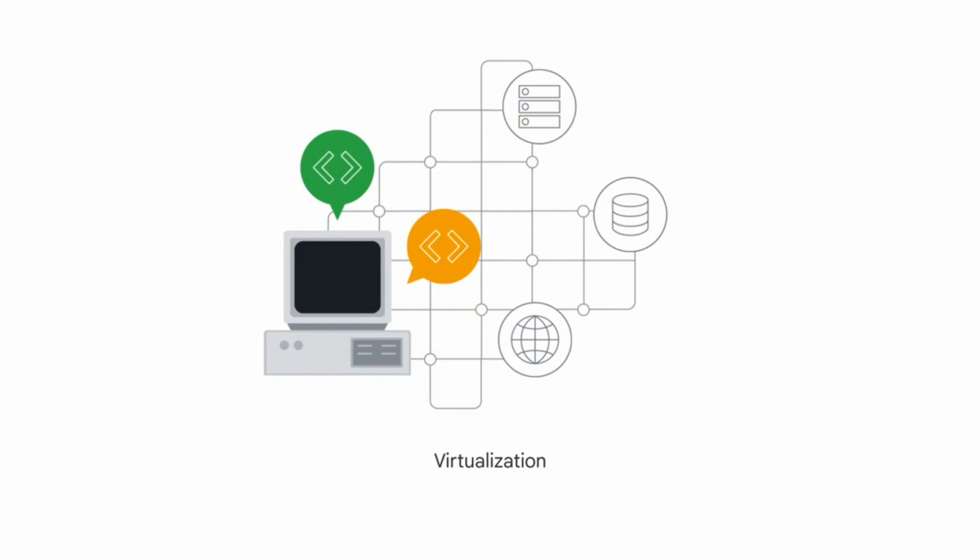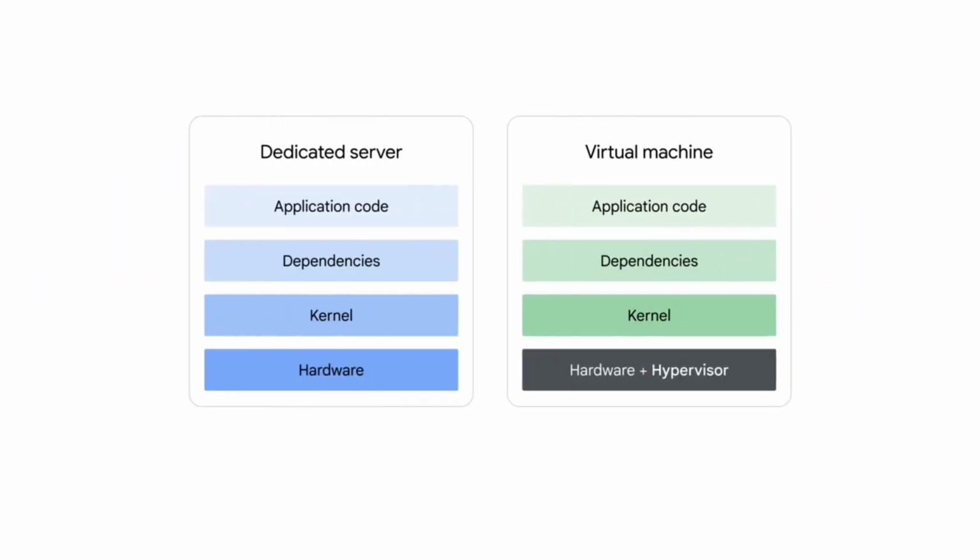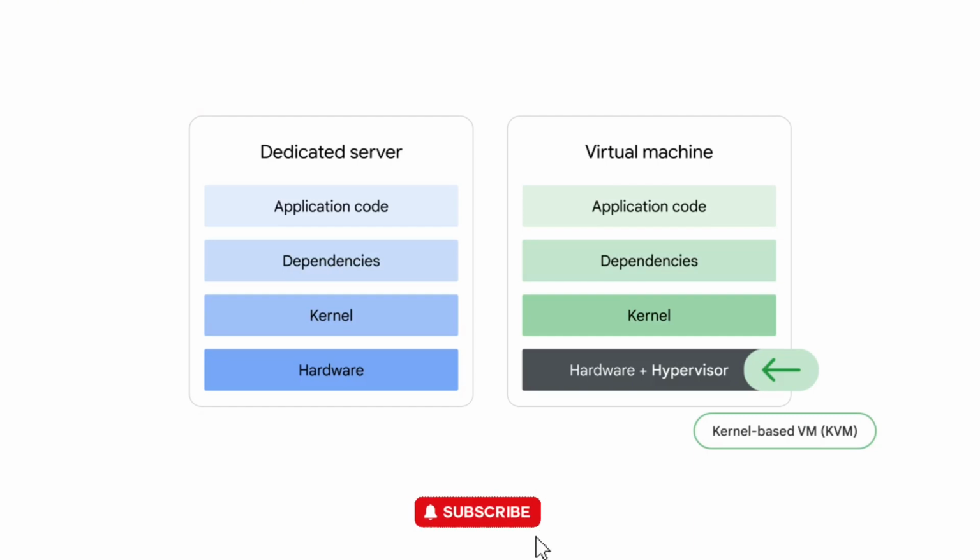Virtualization made it possible to run multiple virtual servers and operating systems on one local computer. The software layer that breaks the dependencies of an operating system on the underlying hardware and allows several virtual machines to share that hardware is called a hypervisor. Kernel-based virtual machine, or KVM, is one well-known hypervisor.